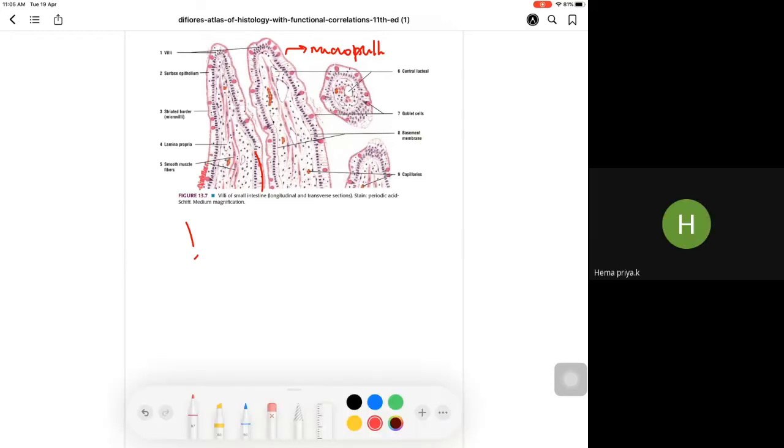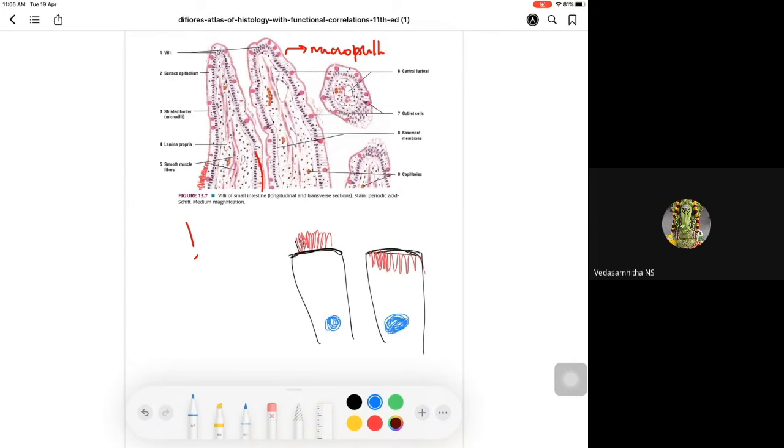When you do PAS, this is the cell membrane and this is the fuzzy area. So the PAS should be above the cell membrane, whereas in inverted villi, it will be beneath the cell membrane. The IHC we can do is CD10.